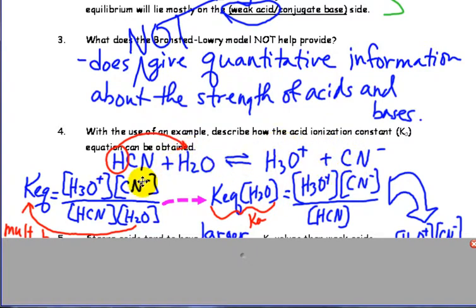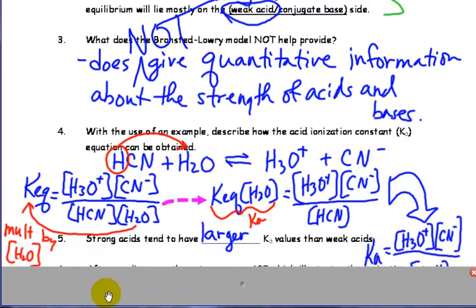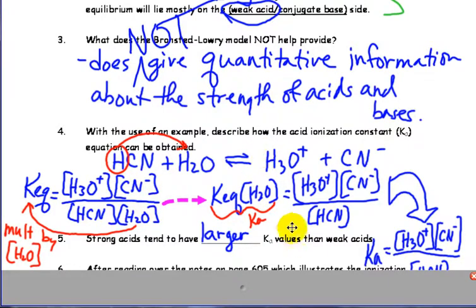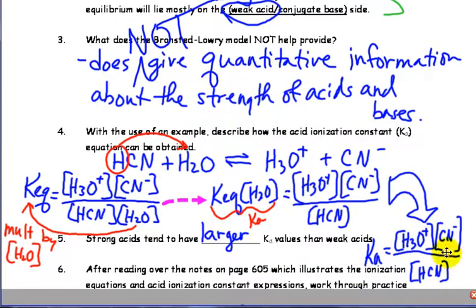So products over reactants, as you can see here. Now what we do here is we combine the water concentration with Keq, because the changes in water concentration are very small considering how much water you have. So it's combined with Keq to give us our new variable Ka, or acid constant. So it's products over reactants again, but with no concentration of water there.